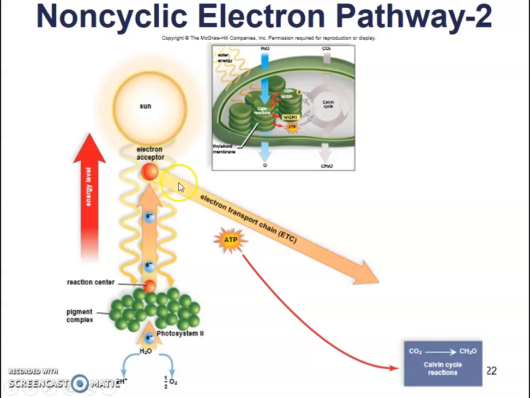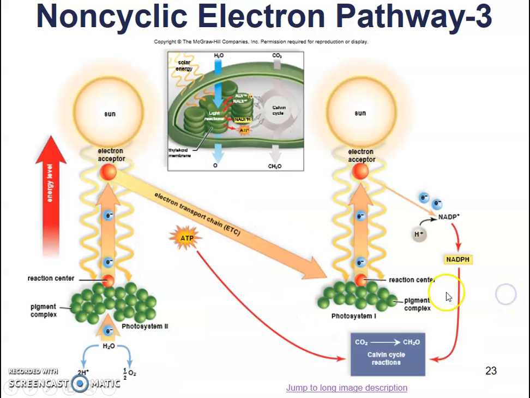And that energy travels through the electron transport chain, making ATP, which then goes to photosystem 1. It gets struck by more sunlight. Those electrons are excited. They are then used to make NADP plus into NADPH. So that hydrogen permanently joins with the NADP to make NADPH.